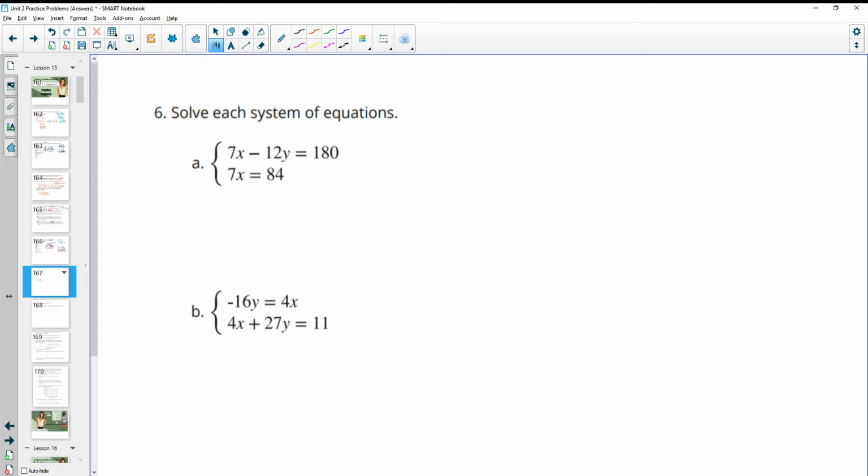Number 6 wants us to solve each system of equations. So in part A, we hopefully see in this bottom equation that we only have one variable. That means we can solve for x right away by just dividing by 7. So then we end up getting x equals 12.